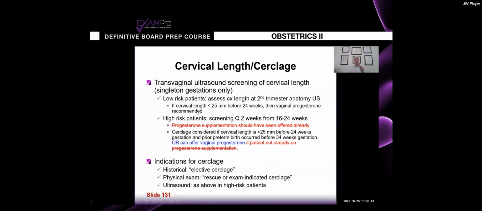So the important thing these days is that we do the screening every 2 weeks. First step is to offer vaginal progesterone if they have a previous spontaneous preterm birth and a shortened cervix, and then cerclage is the next step up from there.